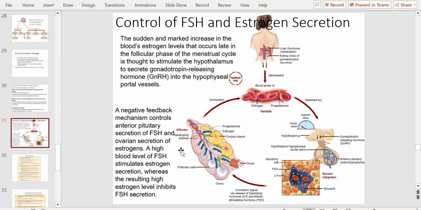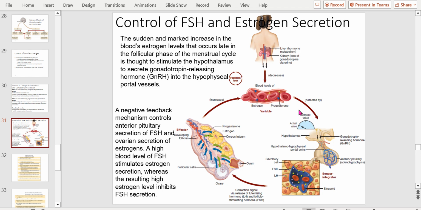And a negative feedback mechanism controls the anterior pituitary secretion of FSH and ovarian secretion of estrogen. A high blood level of follicle stimulating hormone stimulates estrogen secretion, whereas the resulting high estrogen levels inhibit FSH secretion. So have a look here. If there are low levels of estrogen and progesterone in the blood, this is detected by the hypothalamus, which checks it against a set point.